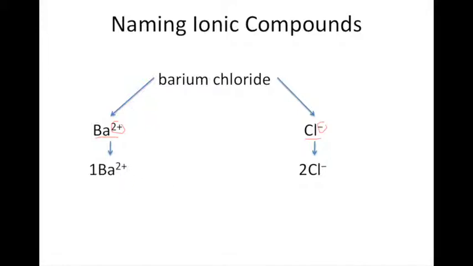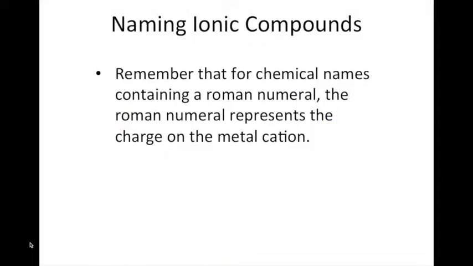Now we write the chemical formula using subscripts. Barium, we have 1 of those, and the chloride, we need 2 of those, so we use a subscript 2 to indicate that we have 2 chlorides for every 1 barium. Now remember, when you're given a chemical name that contains a Roman numeral, we need to remember that the Roman numeral tells us the charge on the metal cation, nothing more. It tells us the charge on the metal cation.